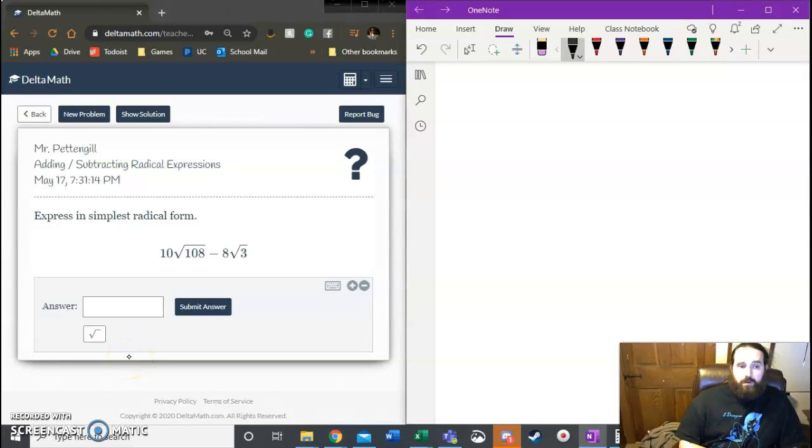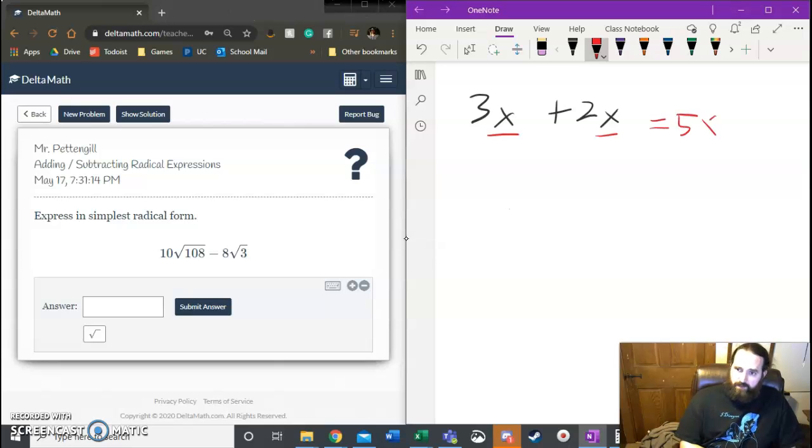Alright guys, this time around we are looking at adding and subtracting radical expressions. This is actually similar to something you've done in the past. When you're looking at various things, like if I go 3x plus 2x, you should know you can add these two things because the x's are the same. So I could say, oh hey, that's 5x. If I did 3x plus 2y, well, there's nothing you can do here because x's and y's are different.